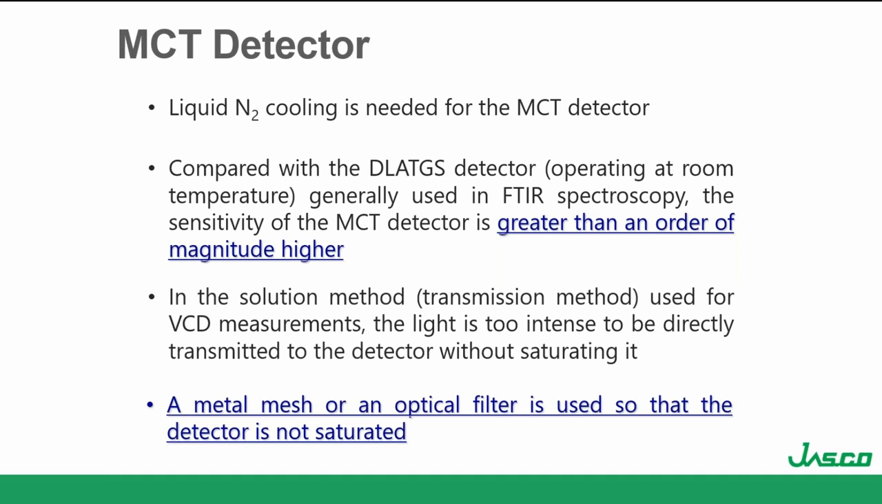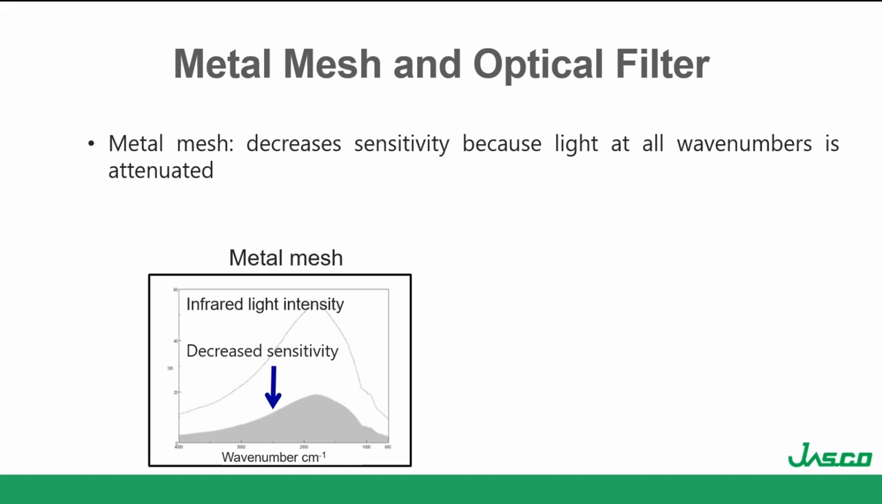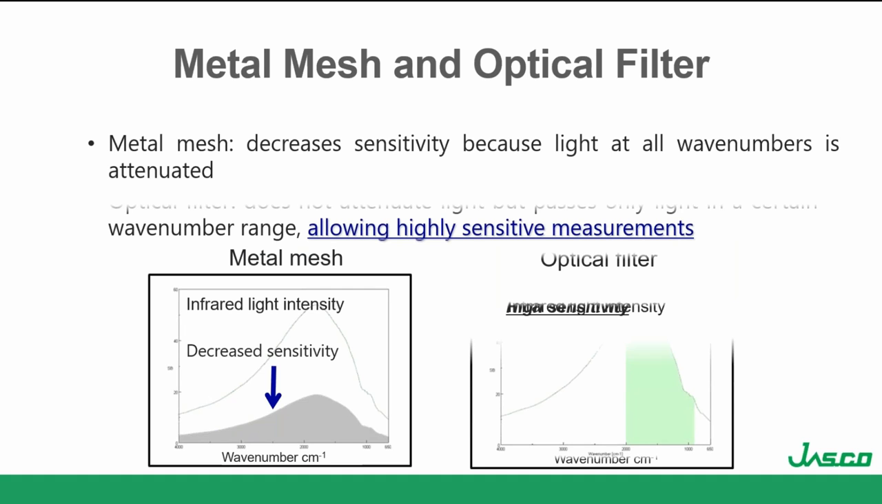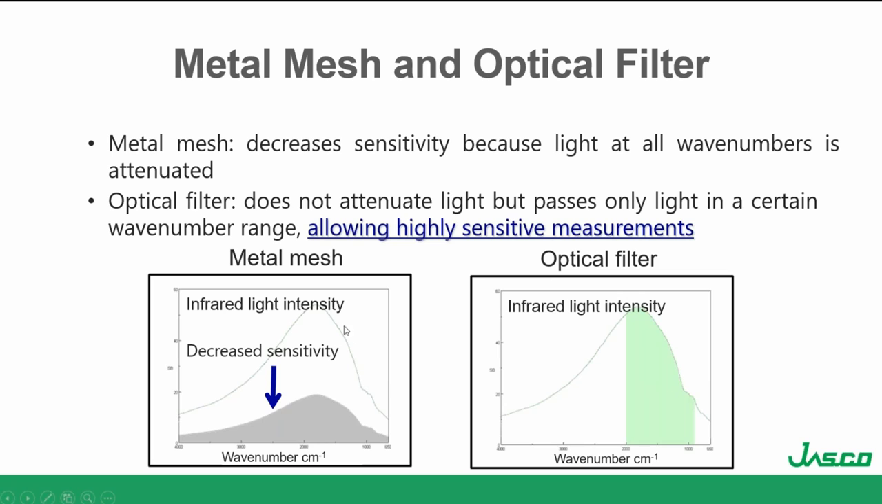Since this detector is very sensitive, there is a possibility to saturate the detector. So in the normal FTIR bench, a metal mesh is used to attenuate the light. When we use the metal mesh, what happens is that the sensitivity of the detector is reduced, as you can see on the left-hand side, how the mesh decreases the sensitivity, and that gray area is our new sensitivity after using the mesh.